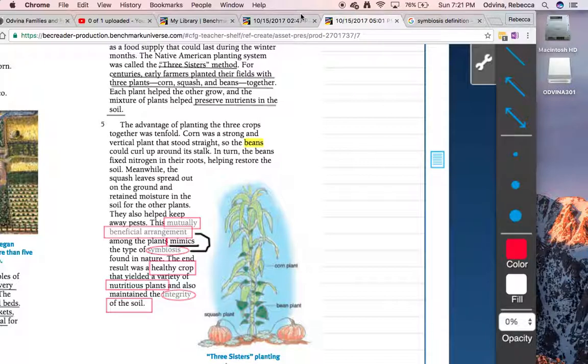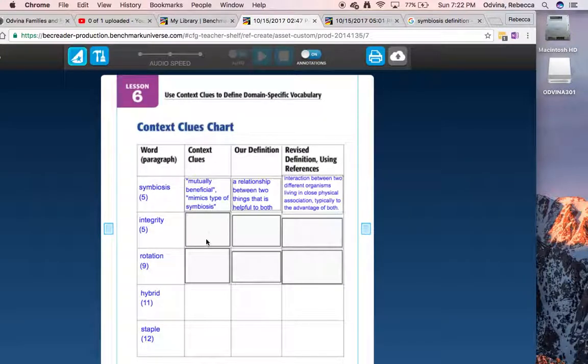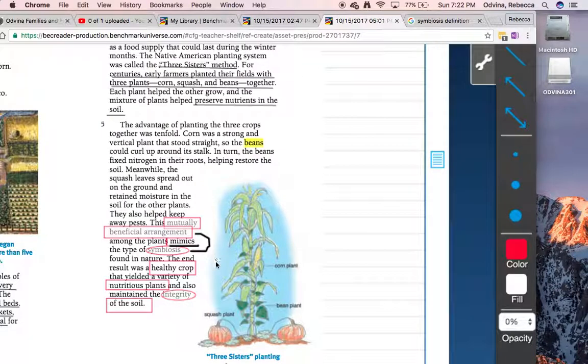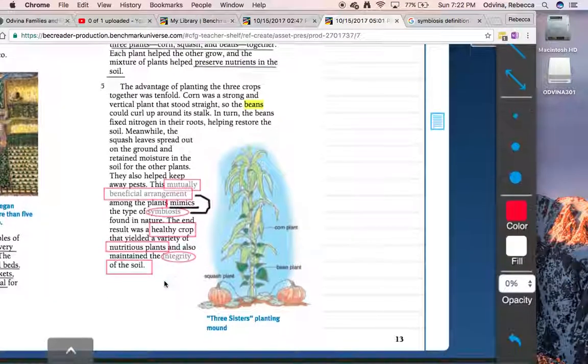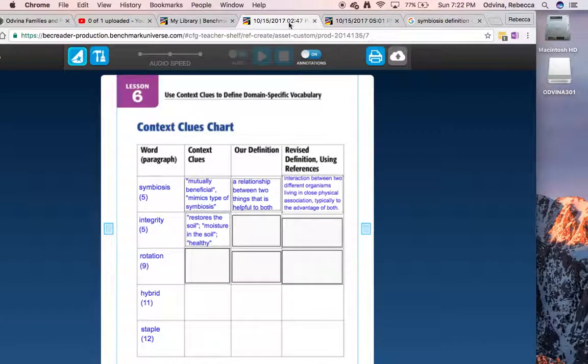So let's go back to our context clues. So it restores the soil, the moisture in the soil. It's healthy. Let's go back over here. The integrity of the soil. Okay, and it's healthy. So our definition might be that it's good and healthy.